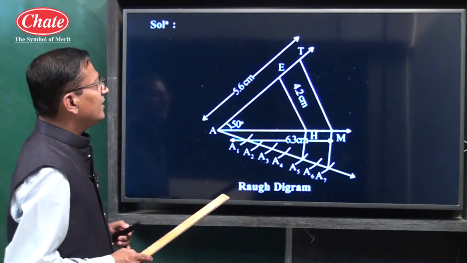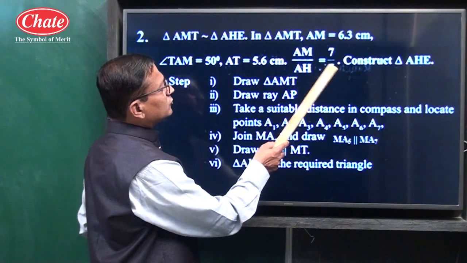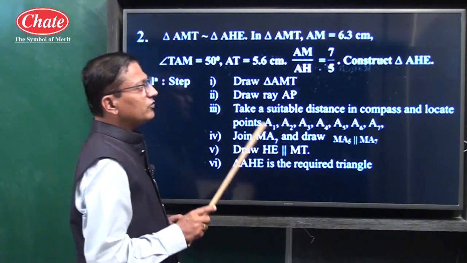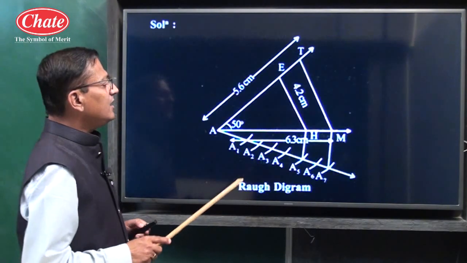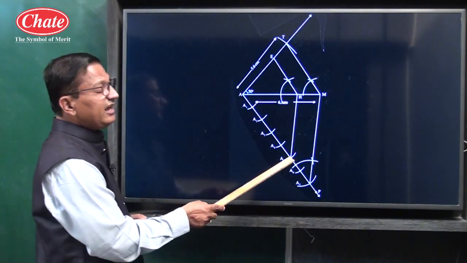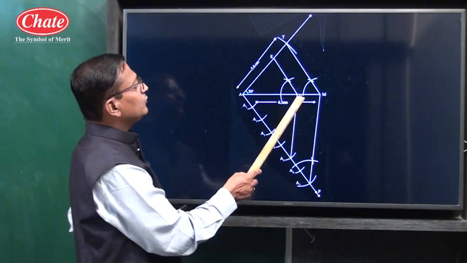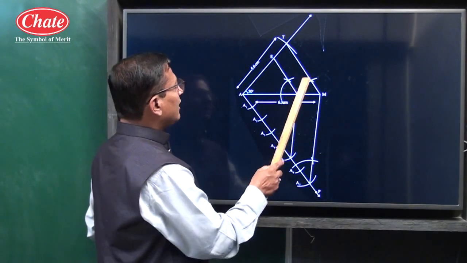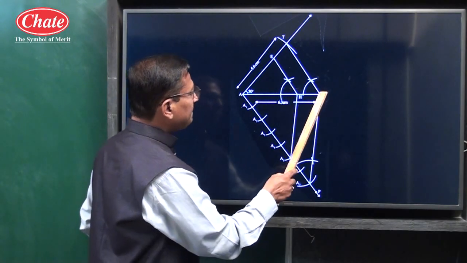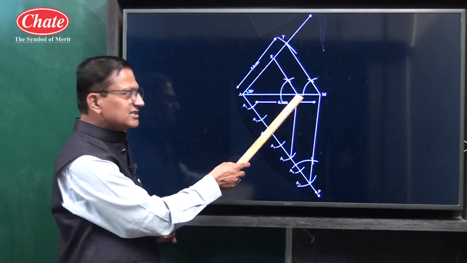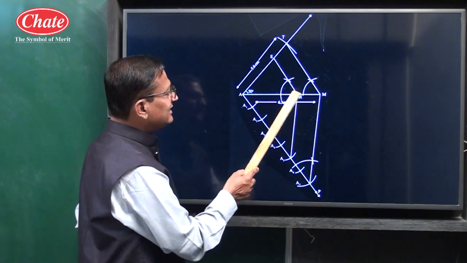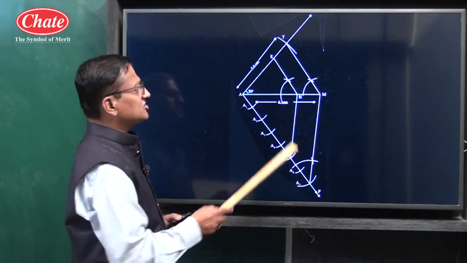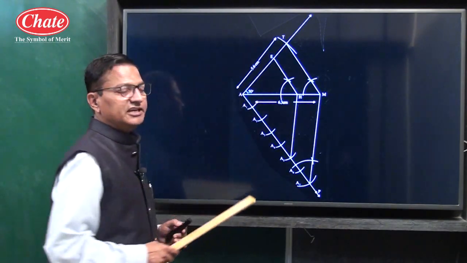See the question. Here AH is equal to 5 and AH is equal to 5. Therefore, we have to draw a parallel line passing through A5. Here we get point H. After that, draw a line parallel to TM and passing through H. Once again, draw this angle and this angle congruent to each other. By using the same construction, we get point E.